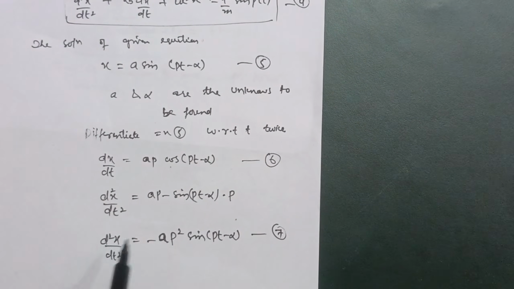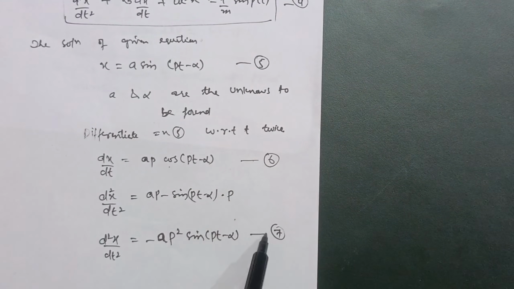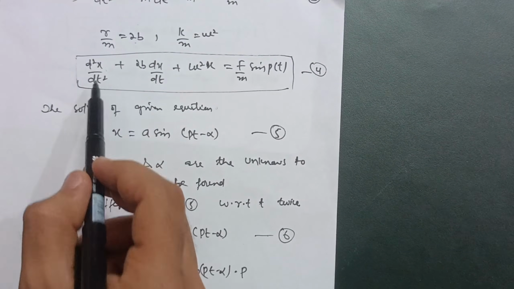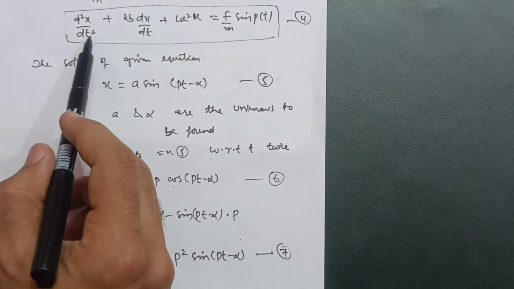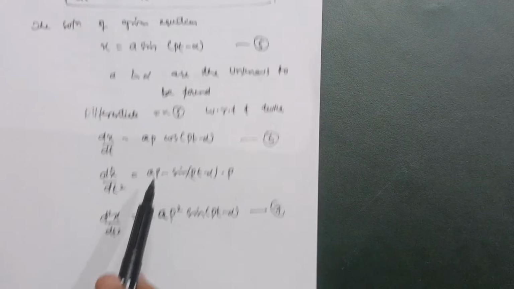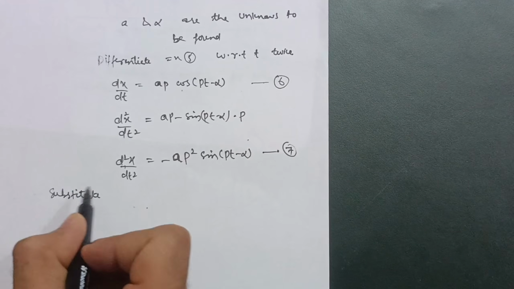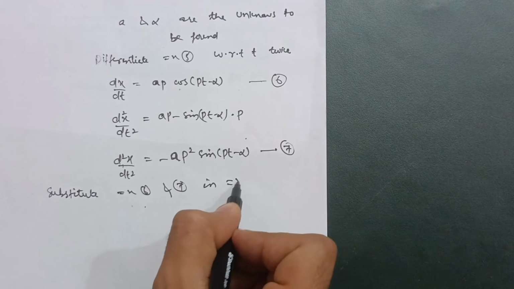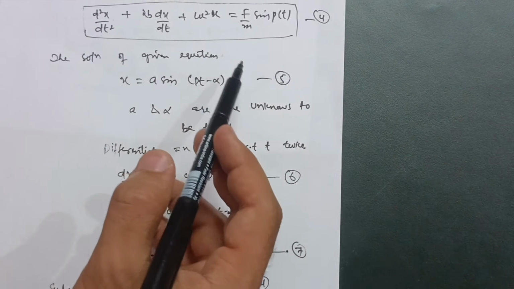Now substitute equations 6 and 7 in equation fourth. These two equations you have to put in the fourth equation: d square x by dt square you are getting here, so this value you have to put in this particular equation, and instead of dx by dt you can write down this value. So let me put it now. Substitute equations 6 and 7 in equation 4th.